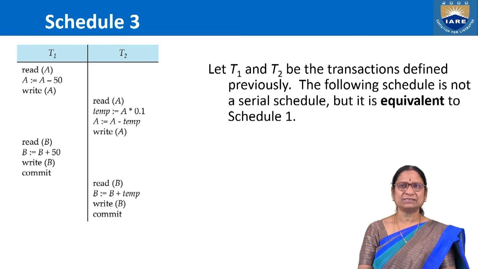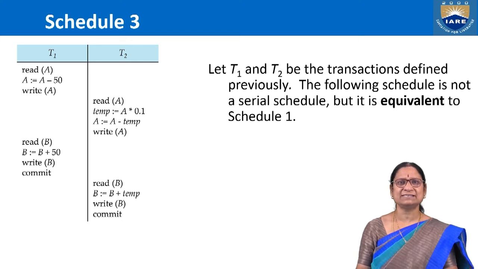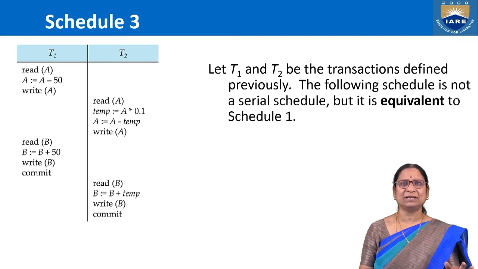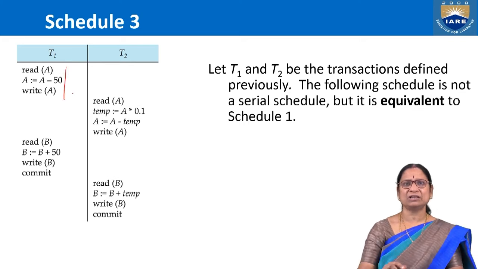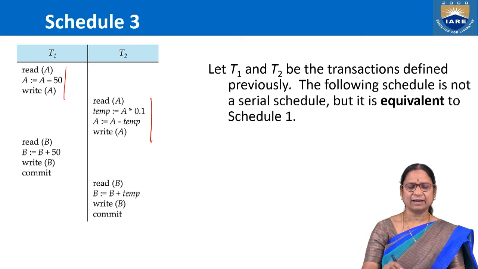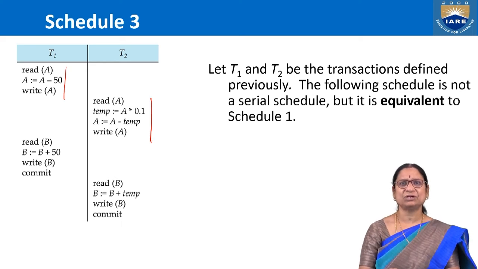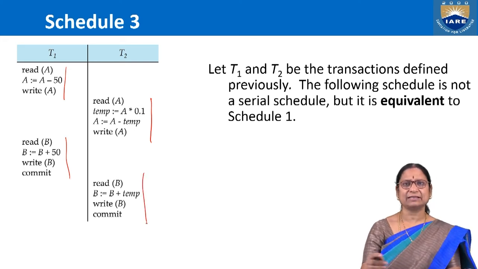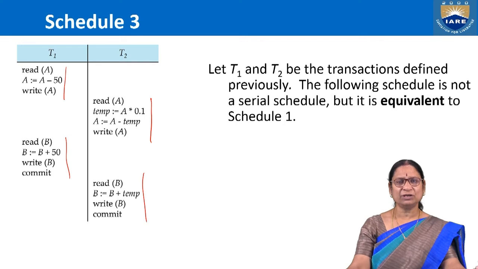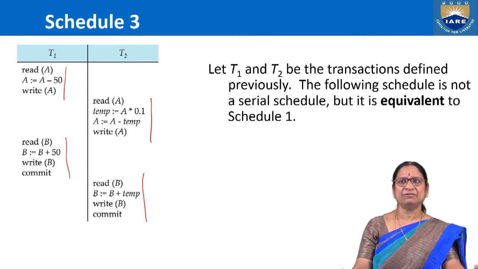The following schedule is not a serial schedule but is equivalent to schedule 1. It is not serial because it does not complete the first transaction. Part of T1 completed, then T2 started, part of T2 completed, CPU shifted to T1 and so forth. Just observe here, only the first 3 instructions of transaction 1 are executed, then the CPU handles the next set of instructions of T2 and then the remaining instructions of T1, like that. That means interleaving can be done in any way.